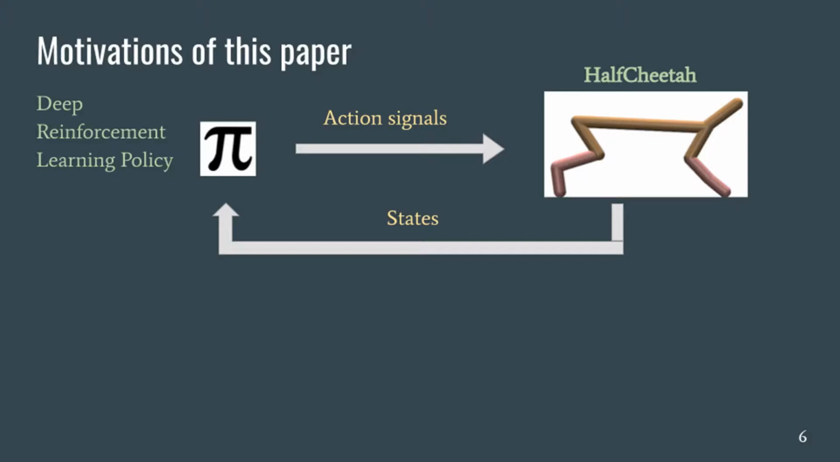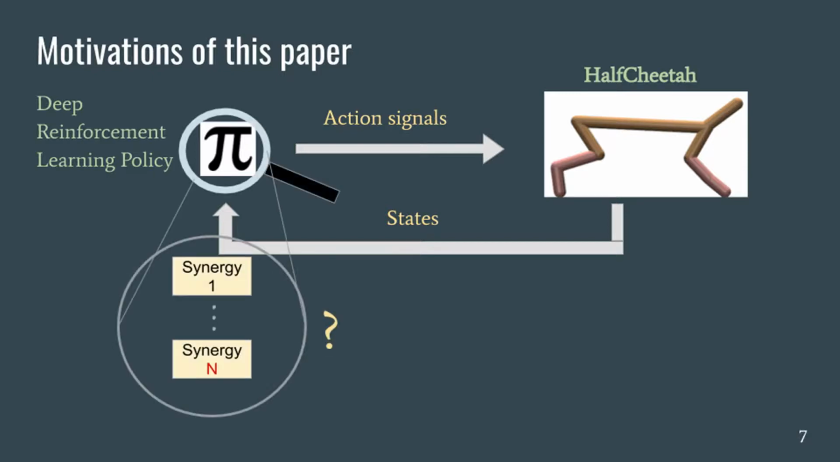With the concept of synergies introduced, we are now ready to talk about the motivations of this paper. In this slide, we can see a typical control loop used by deep reinforcement learning algorithms to control an agent. For example, here we have an agent called half cheetah. We would like to investigate whether during the learning process, deep reinforcement learning algorithms also try to use synergy components as in human motion control.